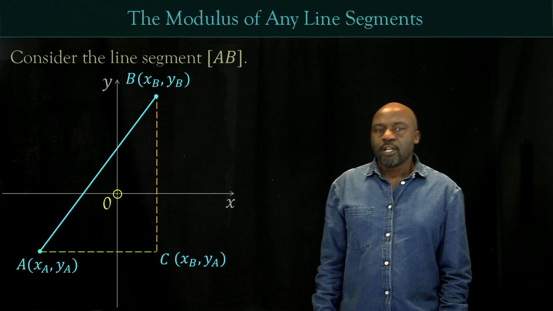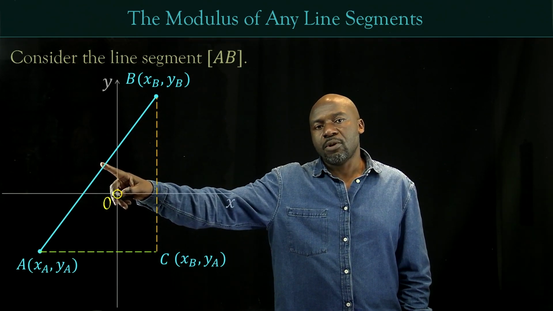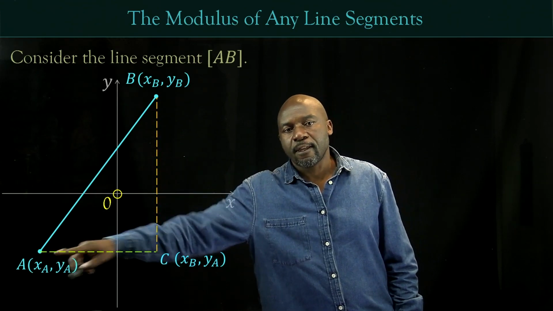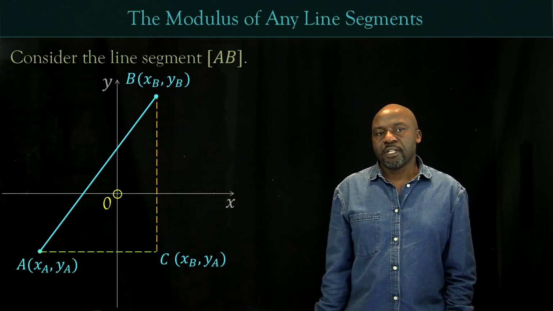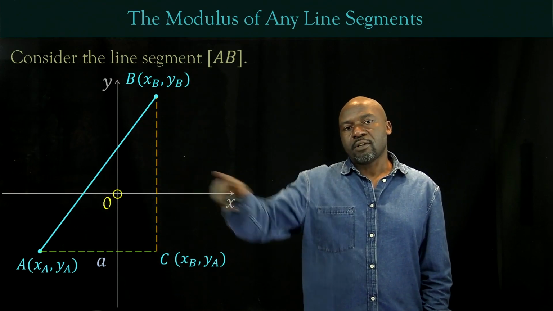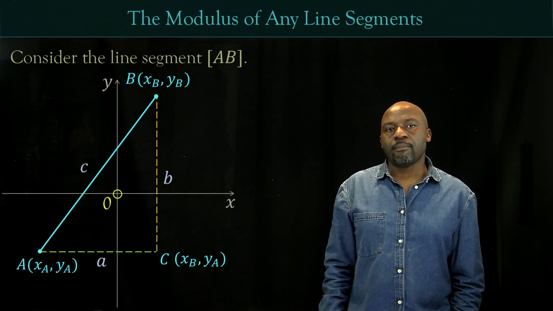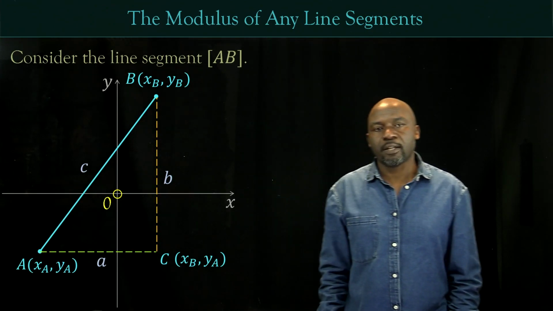If we're going to find the length of this line segment, because we are going to use the Pythagoras theorem, we need to know this horizontal length and we need to know the vertical length. The horizontal length we shall call A, the vertical length shall be referred to as B, and the hypotenuse will be C. We are looking for AB, which we symbolize with C.